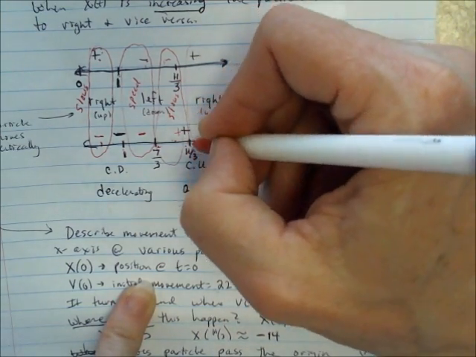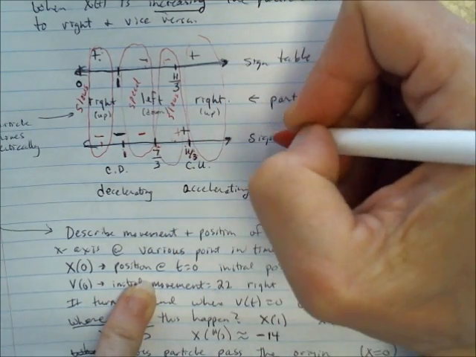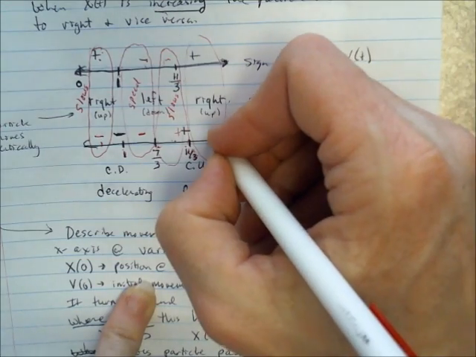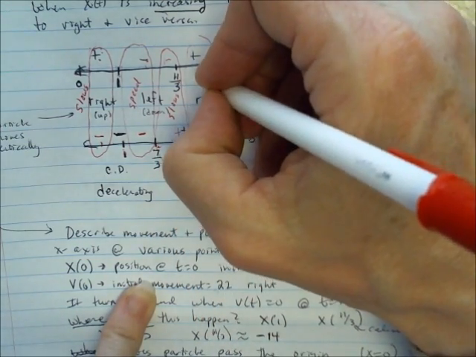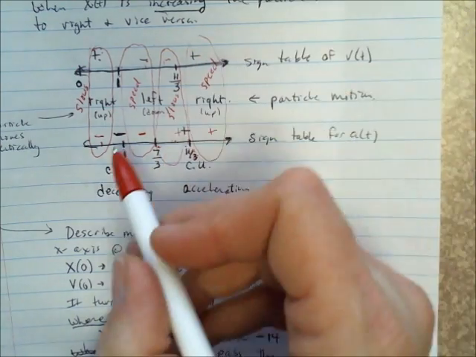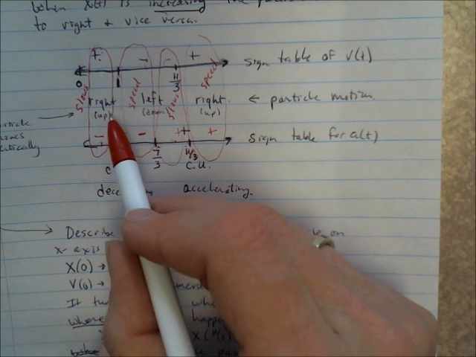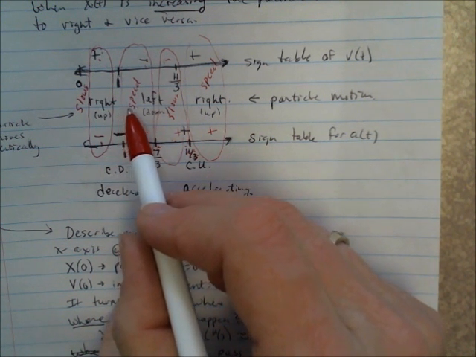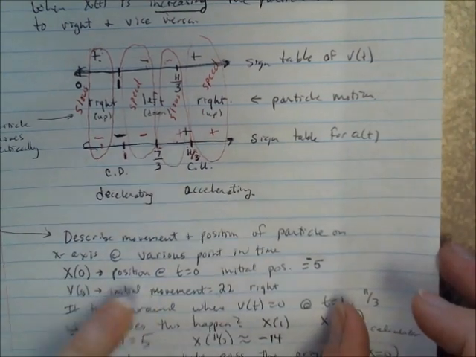And then the last point in time, which is 3 2/3, all the way until the end of time, you have both the velocity and the acceleration with the same sign, so this particle is speeding up again. So when it starts moving to the right, it's slowing down, turns around, speeds up, and then it slows down, turns around, and then it speeds up again.